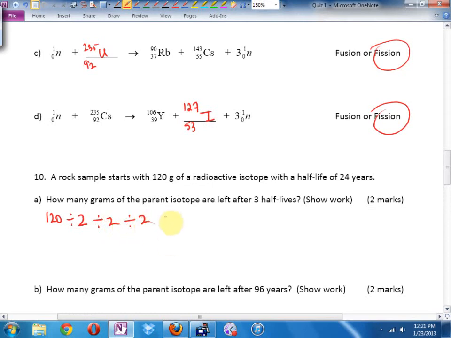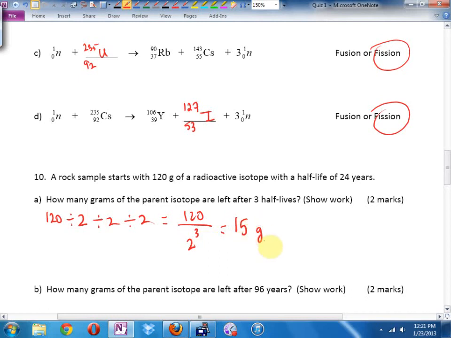Now there's a shorter way to do that. You can go 120 divided by 2 to the 3rd on your calculator. This is one of the reasons exponents come in handy. What is 120 divided by 2 divided by 2 divided by 2, or 120 divided by 2 cubed? 120 divided by 8. What do you get? 15? So after 3 half-lives, you'll have 15 grams left.